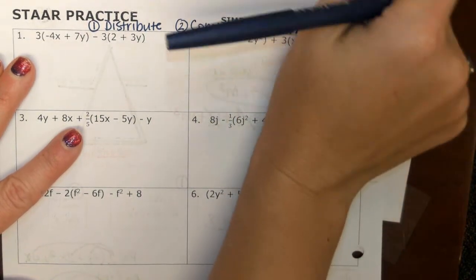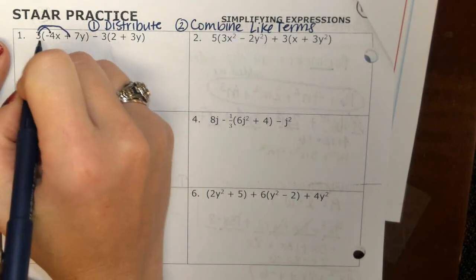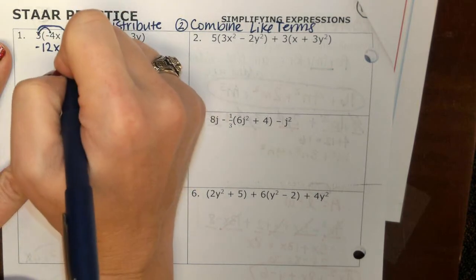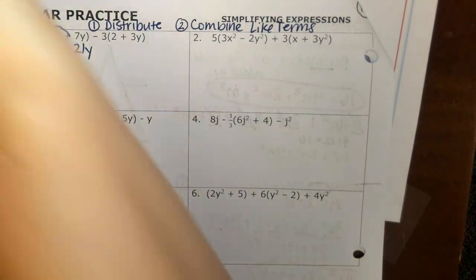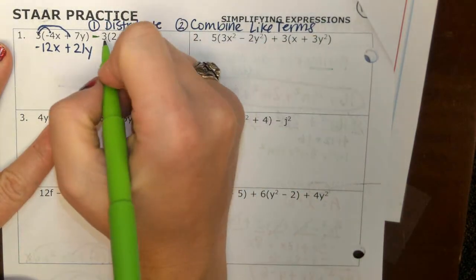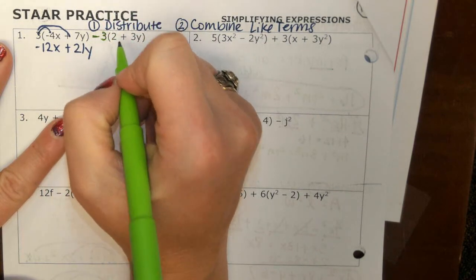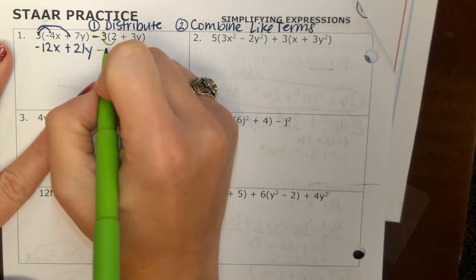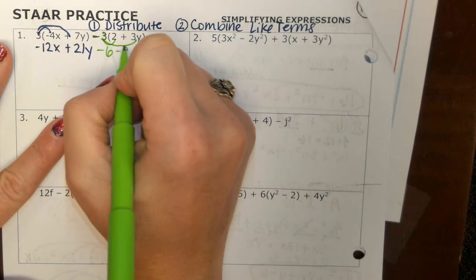So I'll do number 1 for you really quickly. We're going to distribute this 3 first. 3 times negative 4x is negative 12x, and 3 times 7y is 21y. And then on this side, this minus sign has to go with this 3. So this becomes a negative 3 that you're multiplying inside this parenthesis set. Negative 3 times 2 is negative 6. Negative 3 times 3y is a negative 9y.